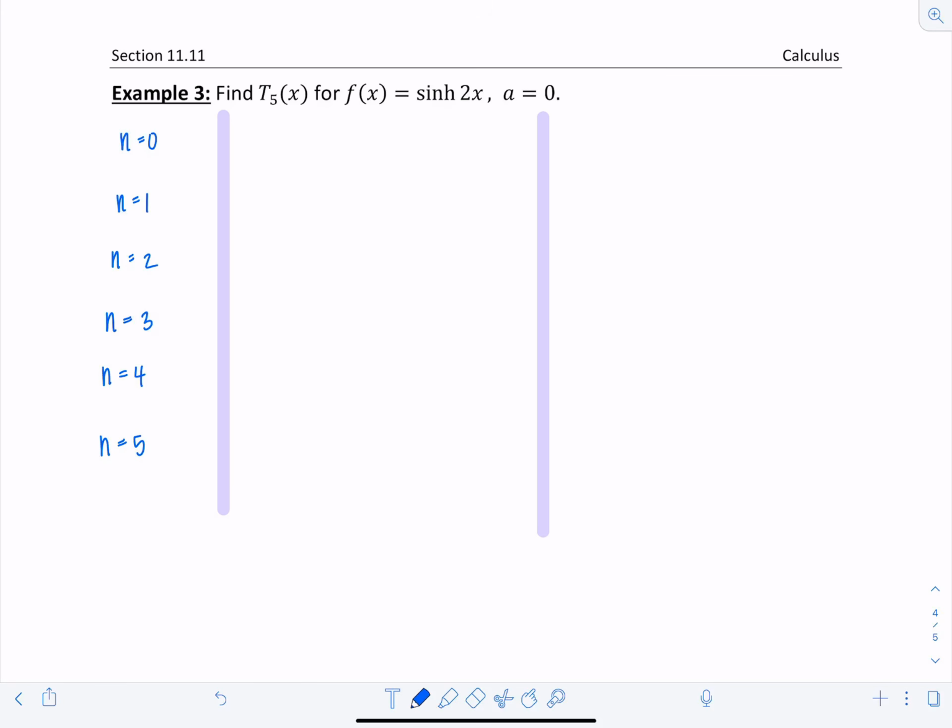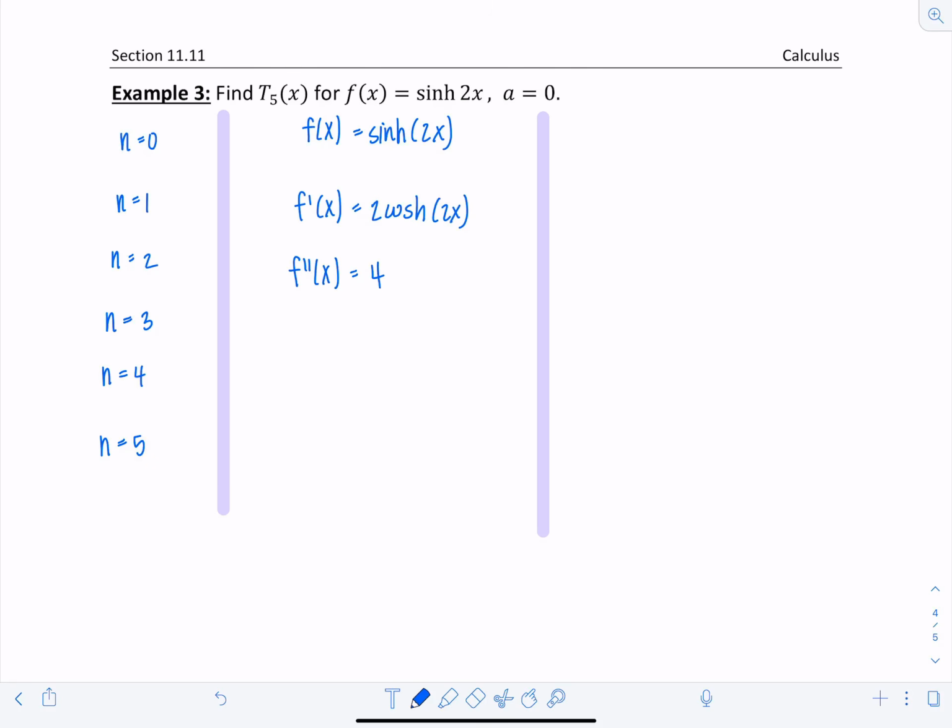So my original function f of x is sinh 2x. If I take the derivative, f prime of x, it's going to be 2 cos 2x, right? By the chain rule, I have to multiply by 2. But remember, hyperbolic sine and cosine, there's no negative with their derivatives. So they're just going to bounce back and forth, and you're going to keep adding on a 2 every single time.